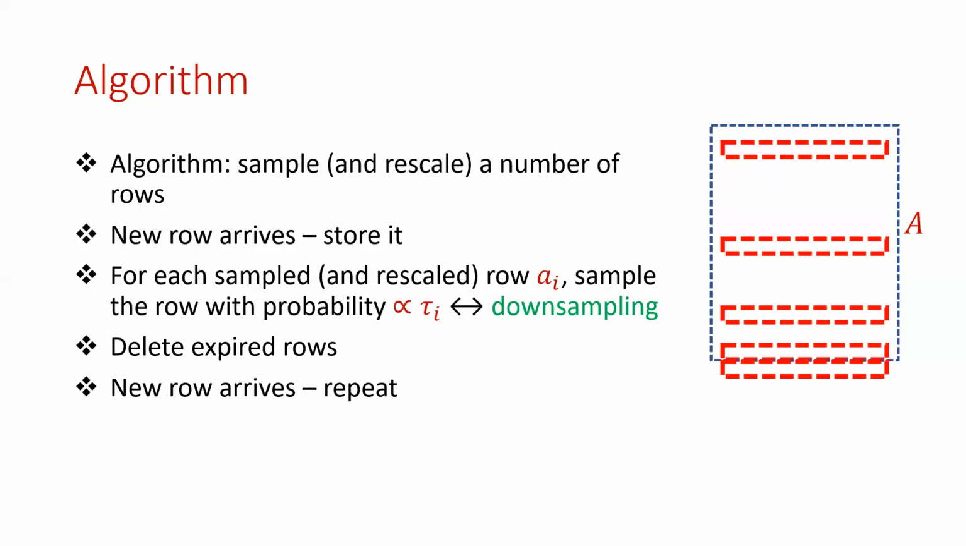Anyway, this describes the process for when a single row arrives. But now we see a new row, and we just repeat this procedure over and over again. So each time we'll look at the rows that we've already sampled, and we'll choose to keep them with some probability proportional to the importance of that row with respect to the rows that have appeared afterwards.